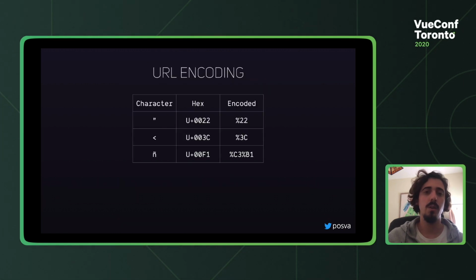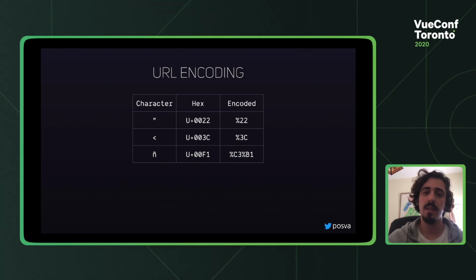So the URL encoding is not that complicated at first sight, but it's a bit more complicated to handle when it comes to edge cases. And the idea of having a router is not to worry about these, right? So we want to handle these for you. And as you can see, this is a very simple example. The double quote is encoded as %22, which is its hexadecimal representation. Same for the lower than character, 3C.